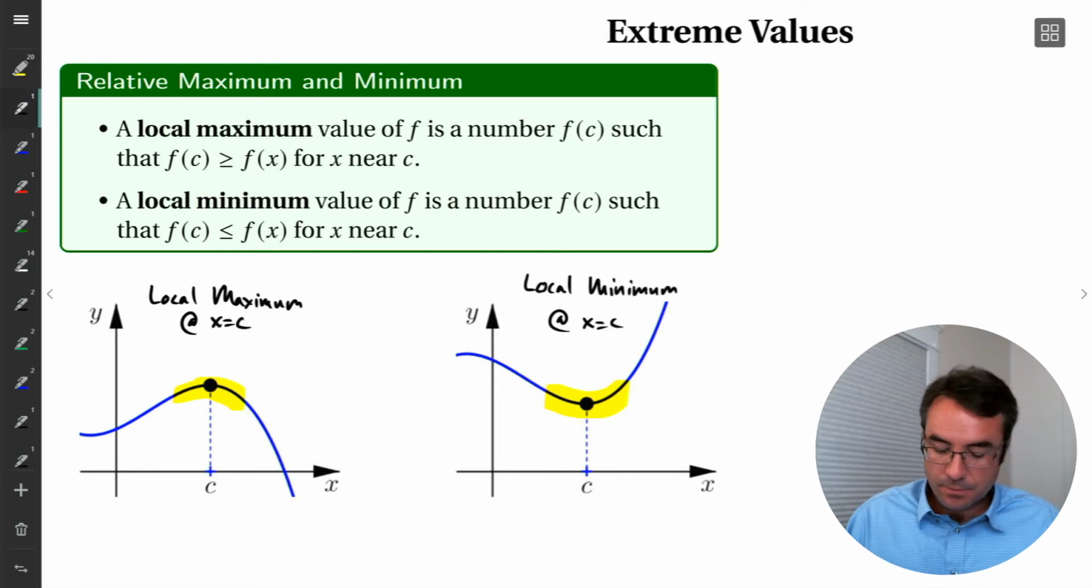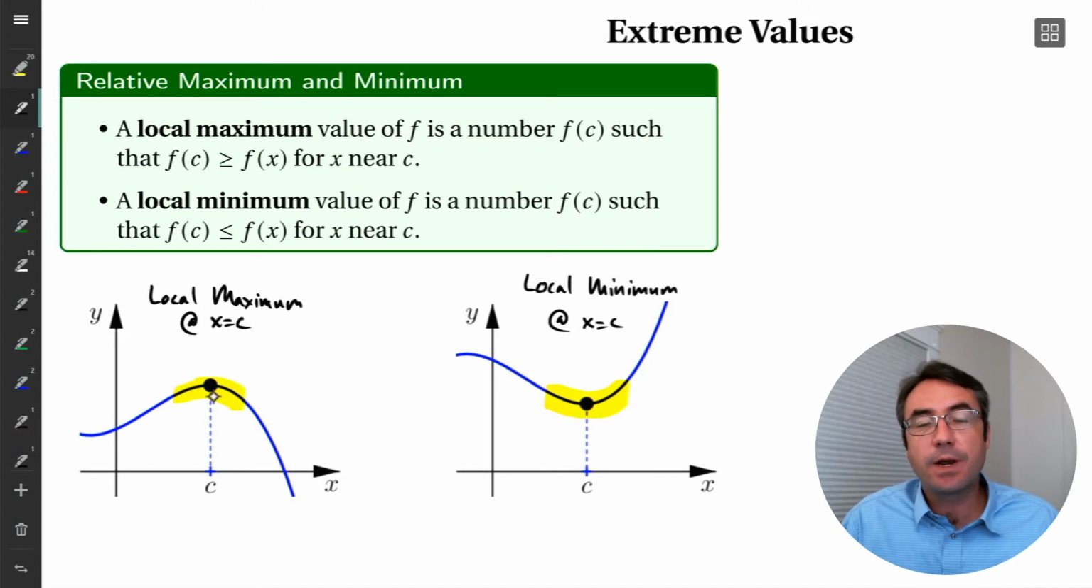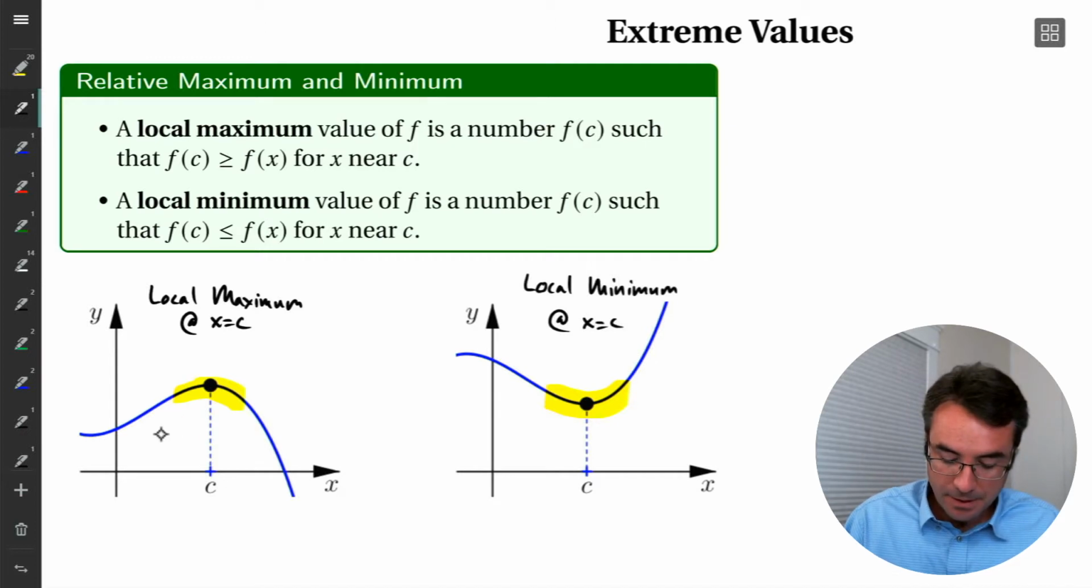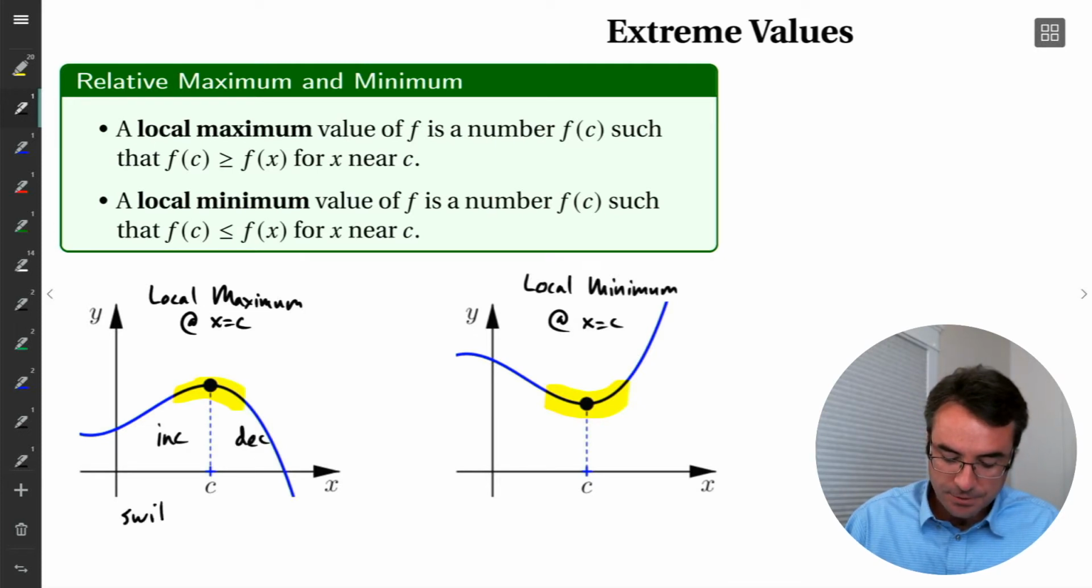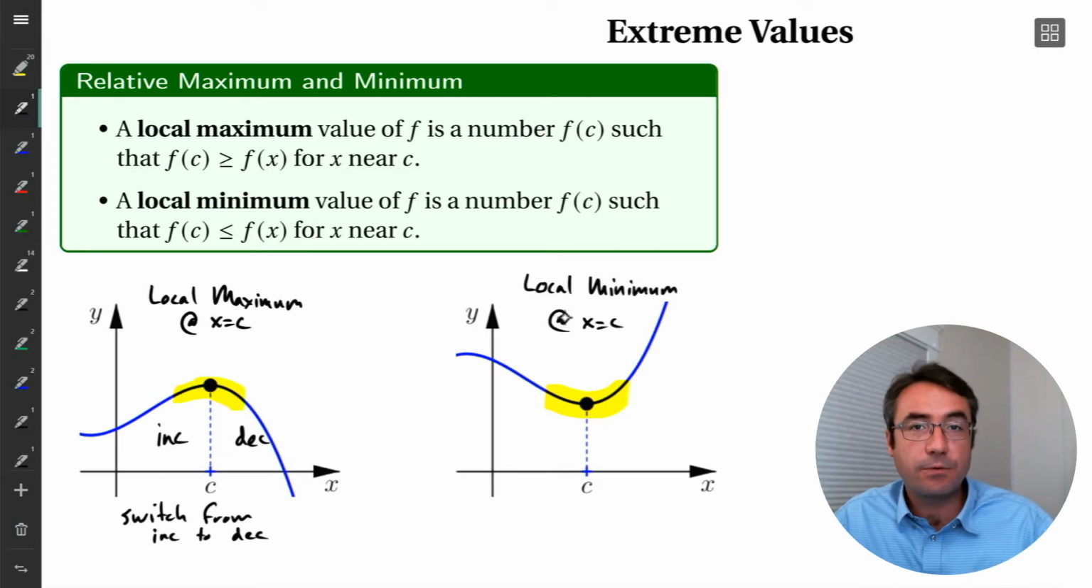And if we look at these graphs, what's happening is there's a switch, a change happening right at x equals c in each of these cases. For the local maximum, on the left side our graph is increasing. So over here, our graph is moving up. And then at x equals c, it switches, and then it starts decreasing on the other side. So here we switch from increasing to decreasing.